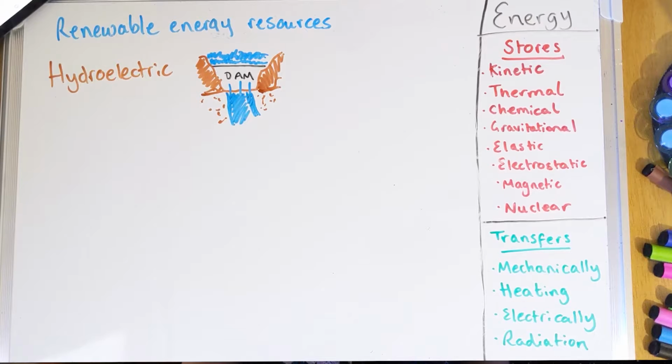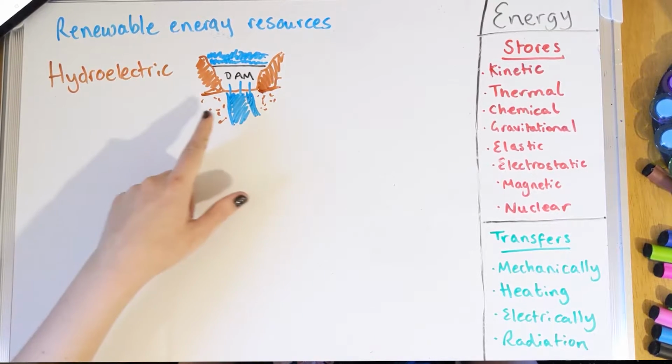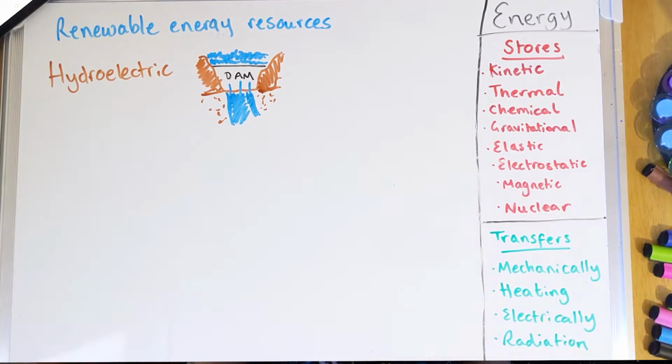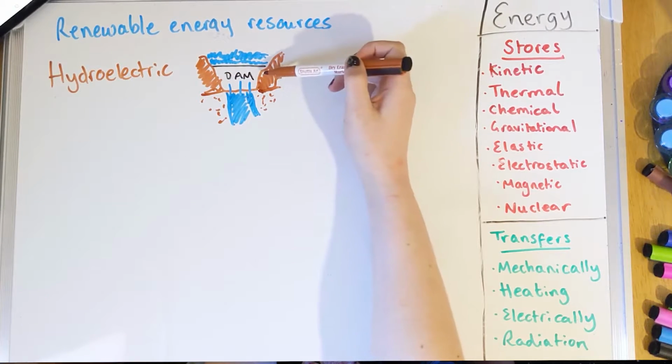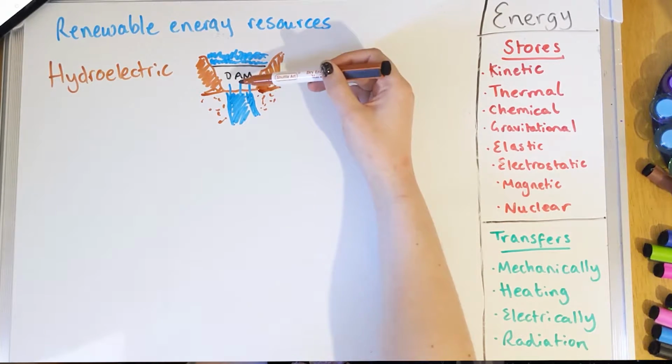In hydroelectric resources, you're using the power of a dam and the power of gravity and harnessing from the good of mankind to generate electricity. So you'd have a valley that had a river running through it. You would put a great big dam there, so a big wall to stop that water.